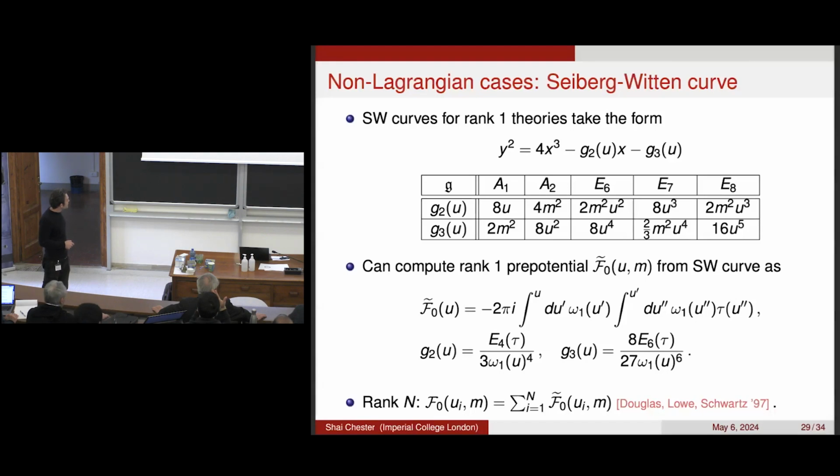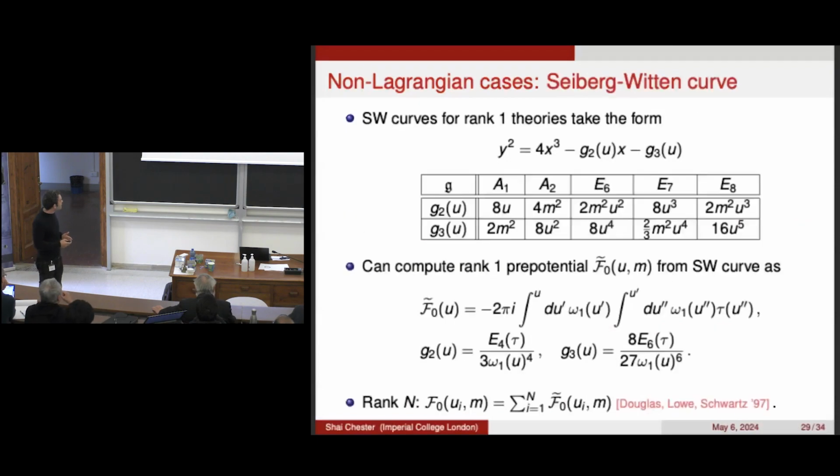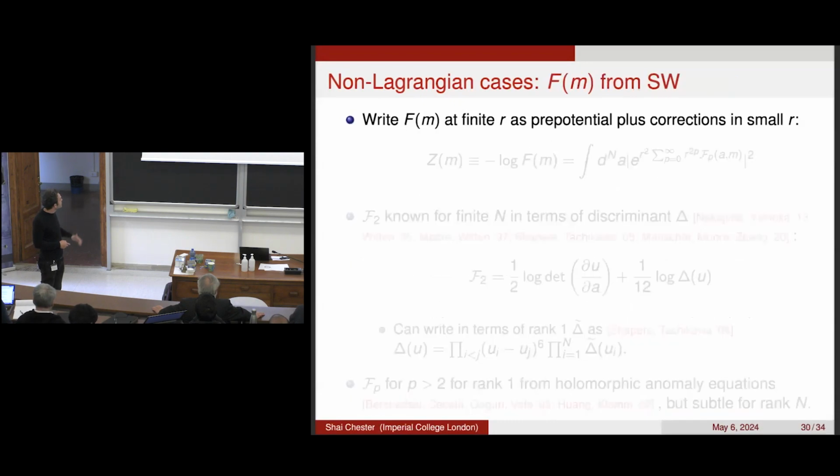And to give a slightly physical description, what are these u's? These u's are basically the expectation values of the Coulomb branch operators. And when it's rank n, you have one for every single rank. Okay. So why do we care about the Seiberg-Witten prepotential? Well, the Seiberg-Witten prepotential is, by definition, the r goes to 0 limit of the sphere free energy. And so that means that we're able to compute the leading term in the small radius expansion of the sphere free energy from the Seiberg-Witten curve.